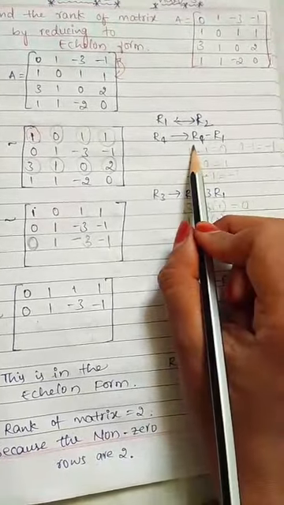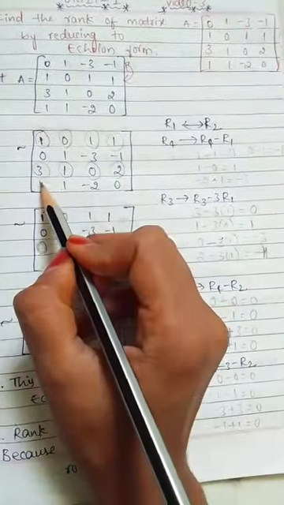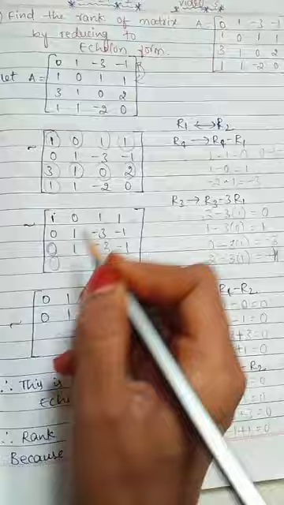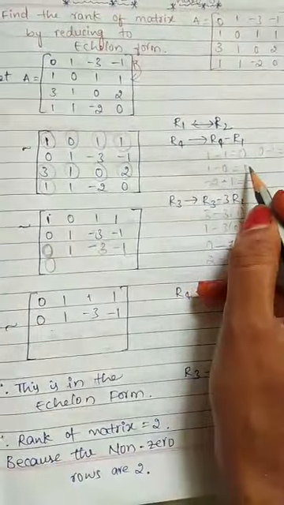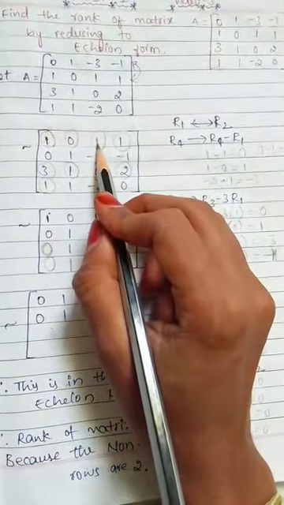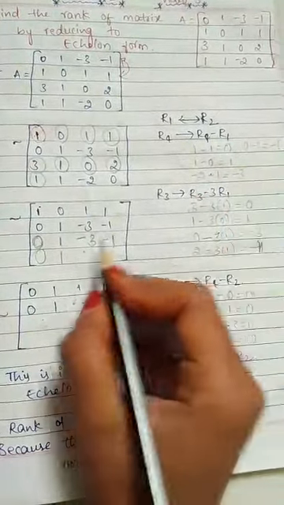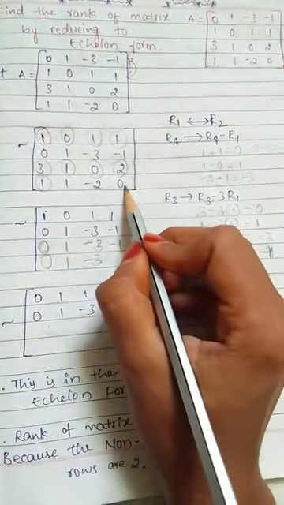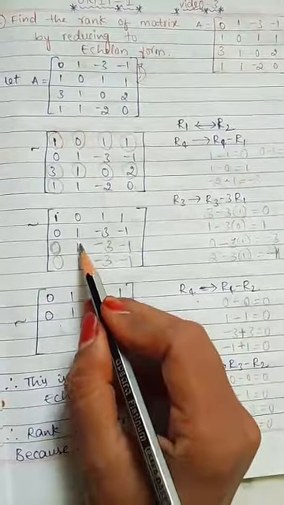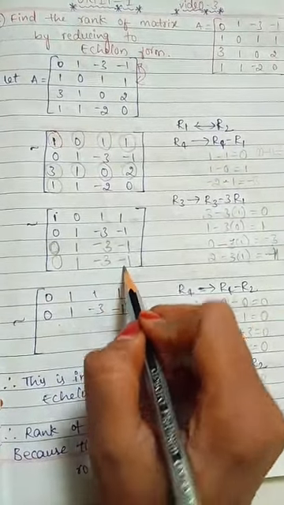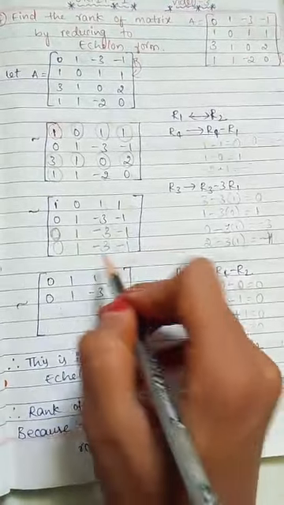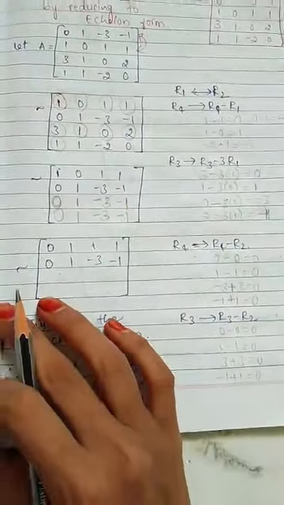Got it? For R4 minus R1: R4 is 1, here this one also 1, we will get 0. Here also 1 minus 0, we will get 1. Here minus 2 minus 1, we will get minus 3. Here 0 minus 1, we will get minus 1. Here I got almost the same numbers, but I want to change these to zeros. Then I have to do other operations again.